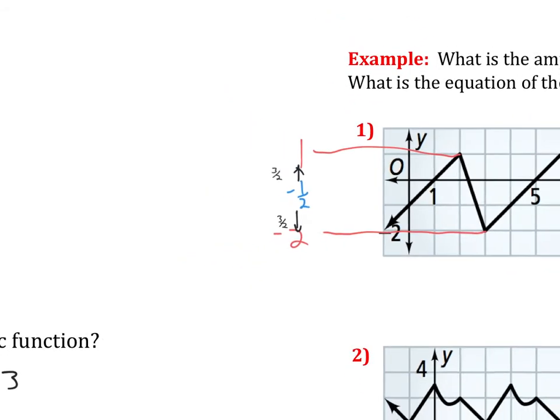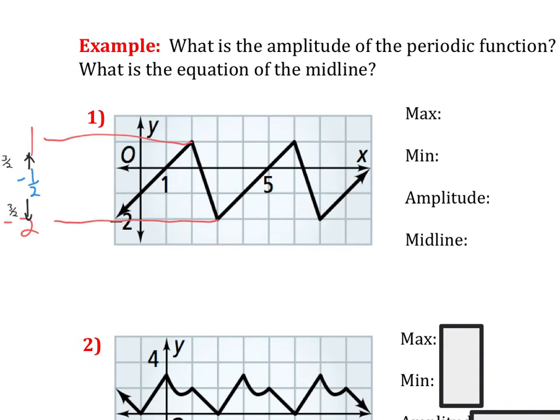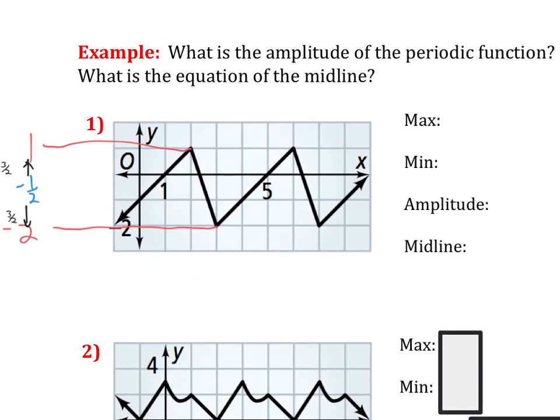That's the same distance to go each direction from the midline to the min to the max. So my min, low point, my max, high point, was 1. My minimum was -2. My amplitude was 1.5, 3/2. My midline was y equals -1/2.